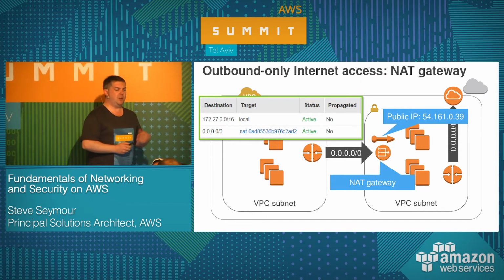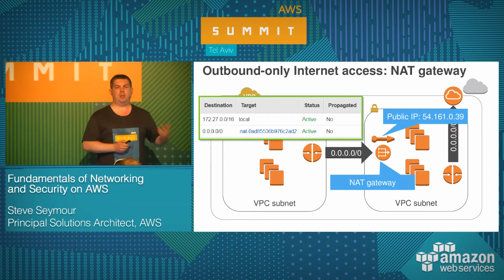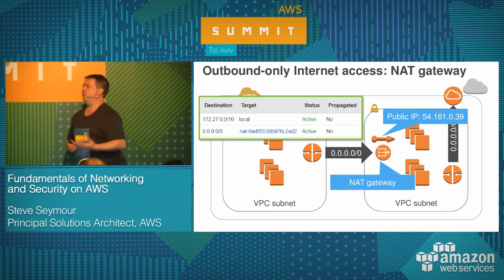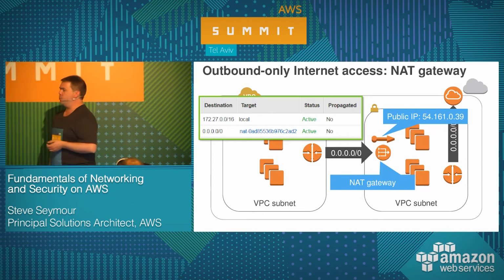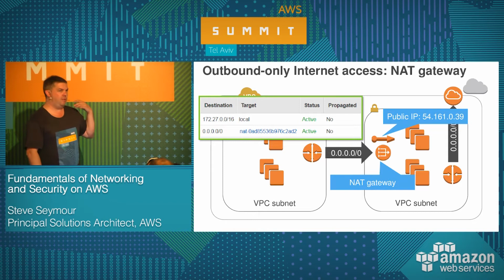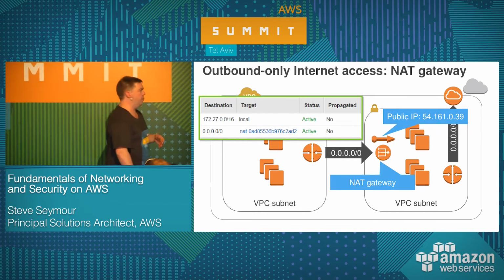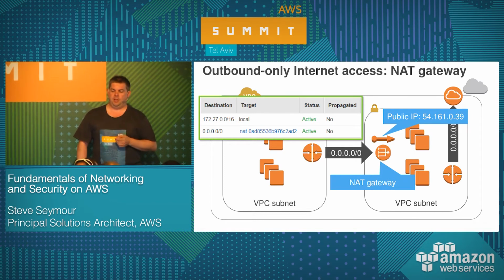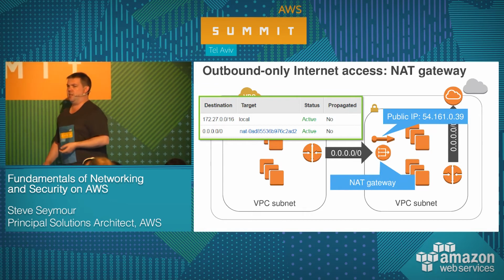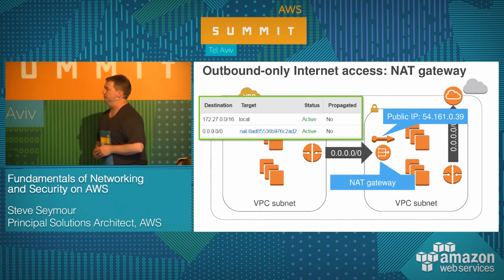And what that means is our back-end servers don't need to have public IP addresses. They never need to be reachable from the internet, and yet they're still able to reach out and retrieve those updates, those Yum repo downloads, etc. So a NAT gateway is the way that you can achieve this and then have a public and a private subnet.